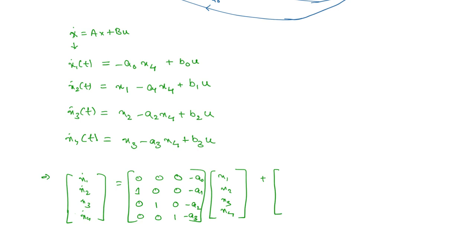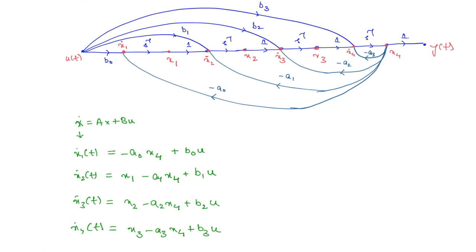Right. Then what about the B matrix? This is going to be b0, b1, b2, b3 into u. Okay. So this is the state equation. Next, what about the output equation? For the output equation, once again you will have to see from the state diagram. So for y of t, you can see only one path is coming, from x4. So y is simply equal to x4.